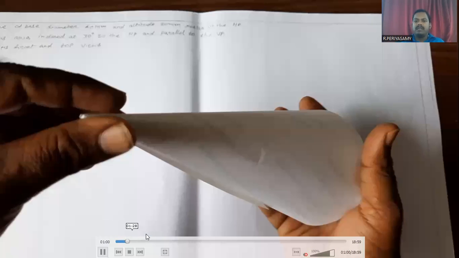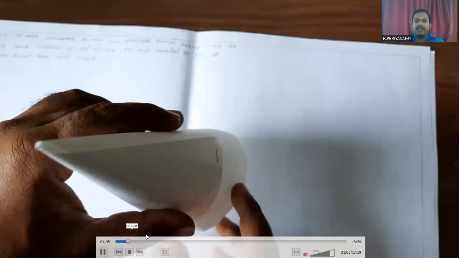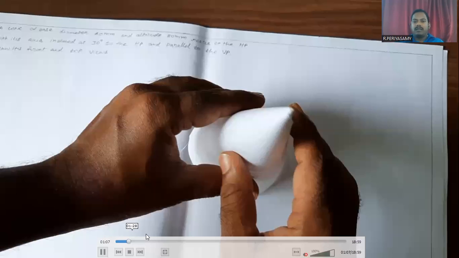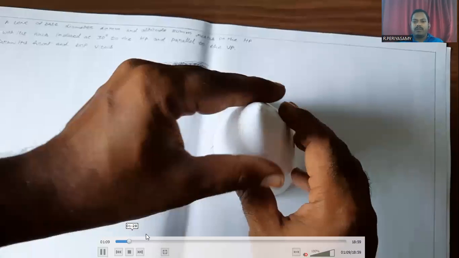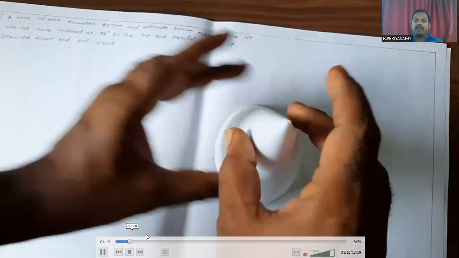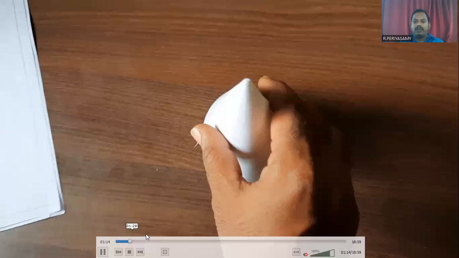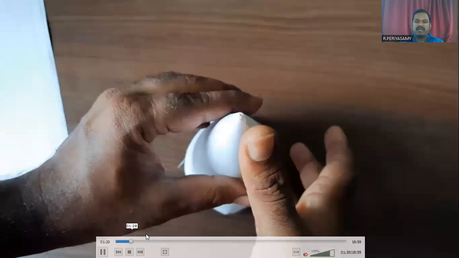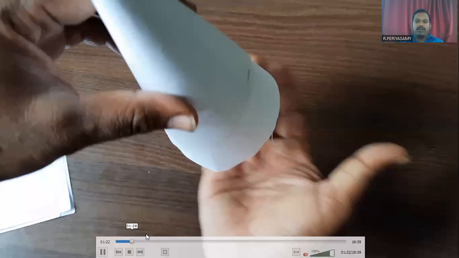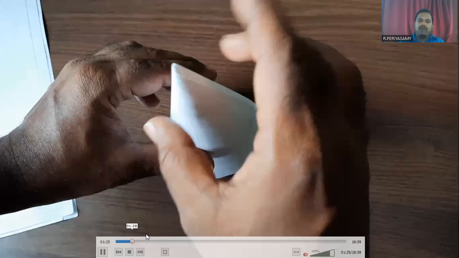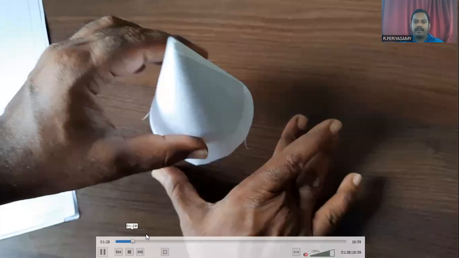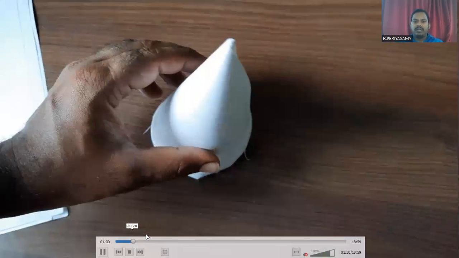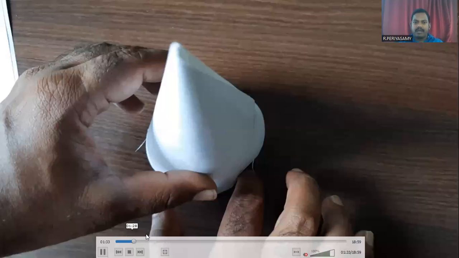When the cone base rests on the HP, in the top view projection its base circle is projected on the HP. At the same time, in the front view projection, the cone shape will be projected on the VP. Here, the cone base rests on the HP, so the top view is the base circle projected on the horizontal plane. Next, the front view: the triangular shape of the cone will be projected on the VP.